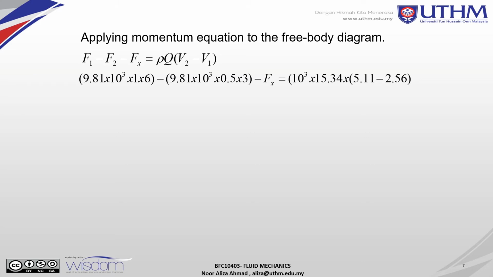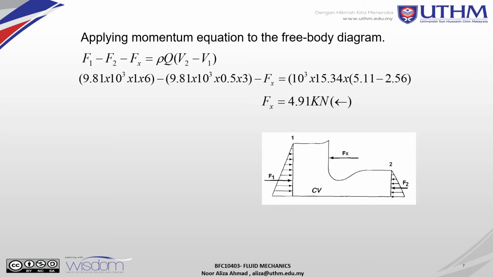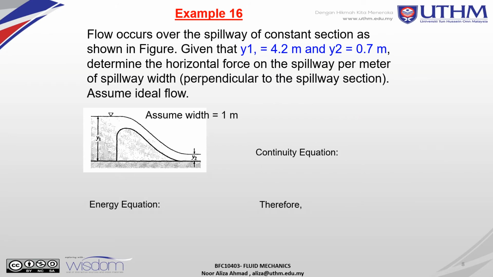Okay, you just insert all the values into these equations until you get the force on the X axis. X is horizontal. You get the horizontal force on the structure, so we get 4.91 kilonewtons. So the error of the force is this one. So your free body diagram that you sketched before is the right sketch, because you get the error like this one. Okay, we finish example 15.